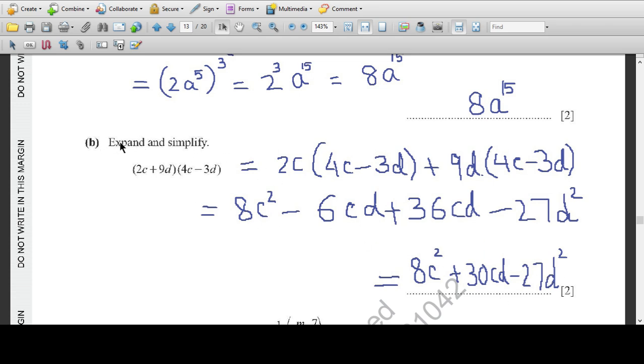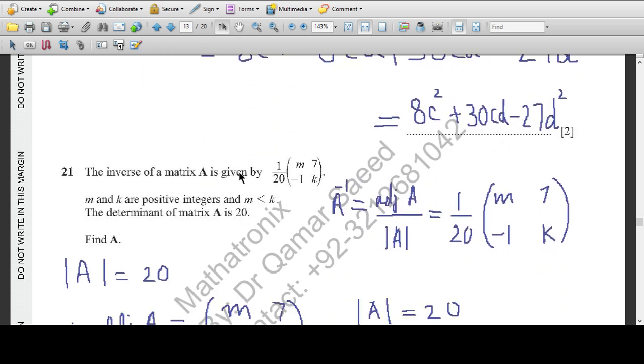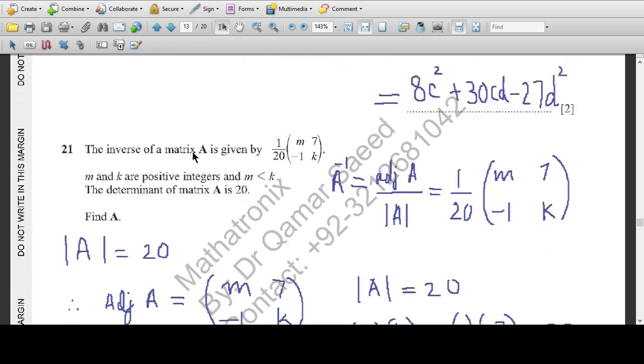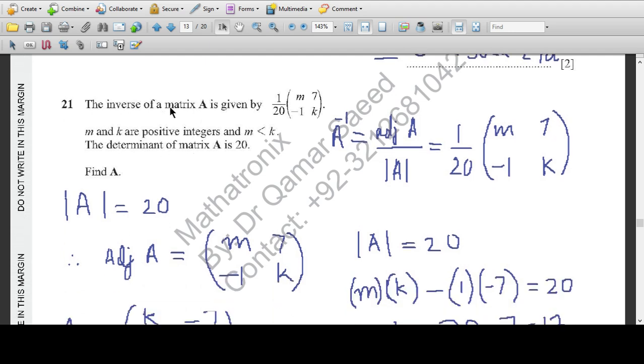Expand and simplify this factor. Now question number 21. This is also a tricky one. Now the inverse of matrix A is given by 1 upon 20 and this matrix with entries m, 7, minus 1 and k. And m and k are positive integers, and the value of m is less than k. The determinant of the matrix A is 20. Find matrix A.